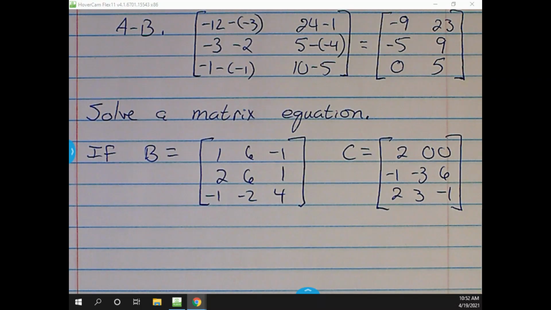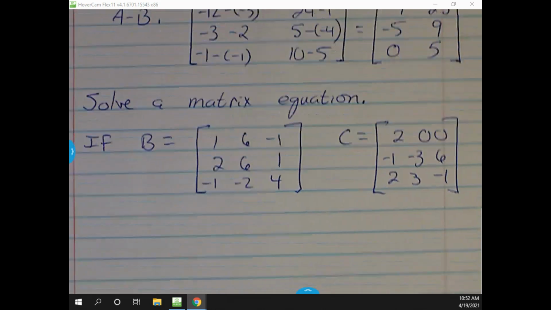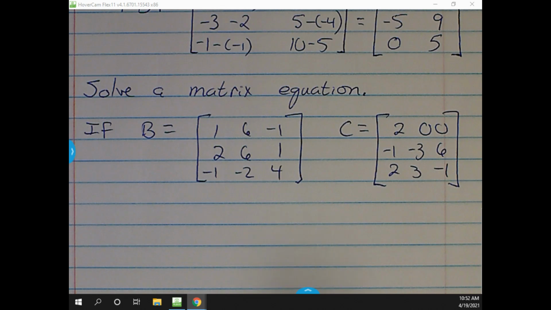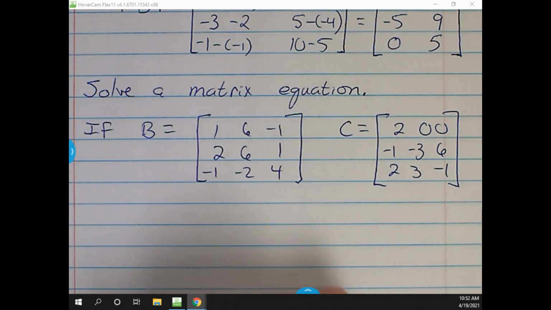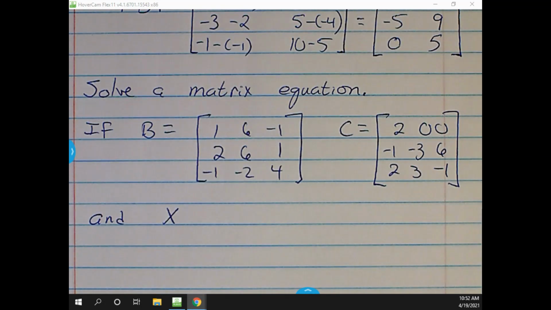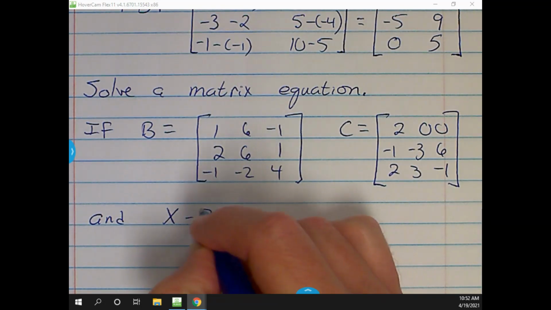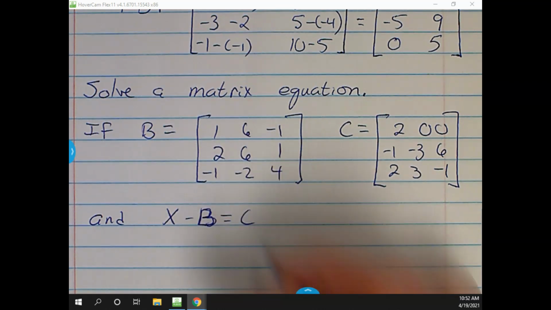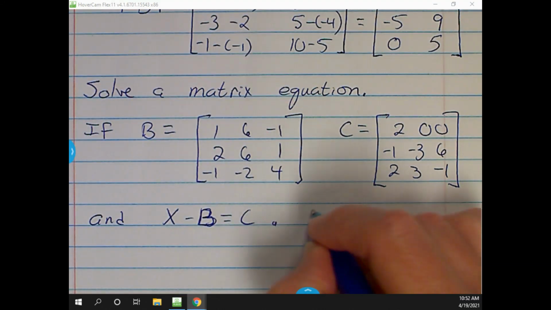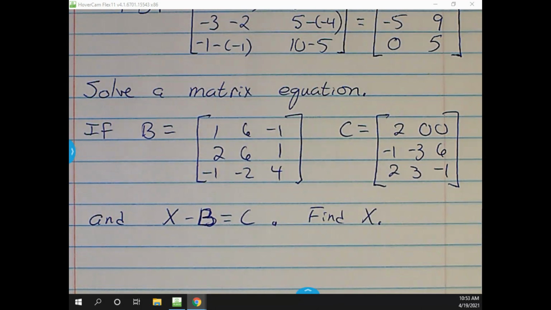Okay, and then they'll probably ask you to either solve. They'll give you a different matrix, and it could be A, it could be Y, it could be Z, it could be anything. We'll just say in this case maybe it's X. And then I may say something like this, that X minus B is equal to C. So they'll ask you to find X.